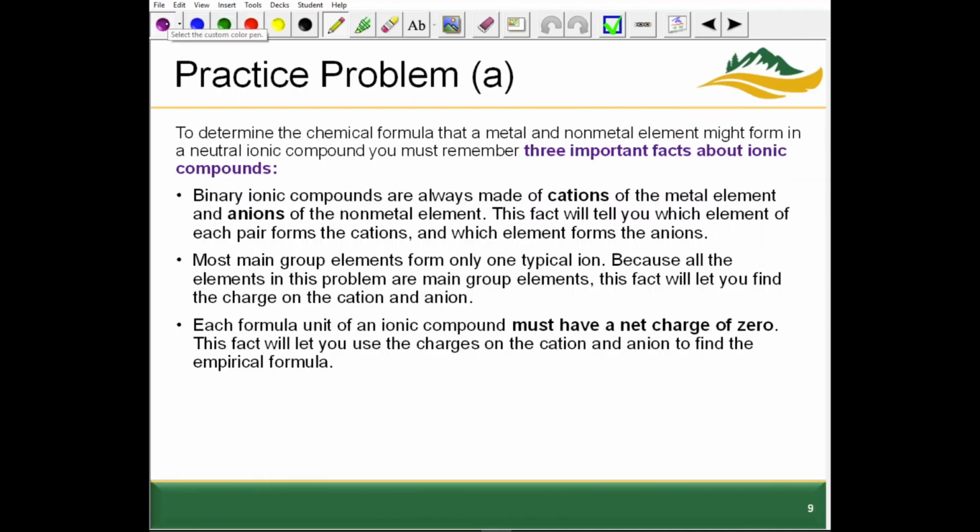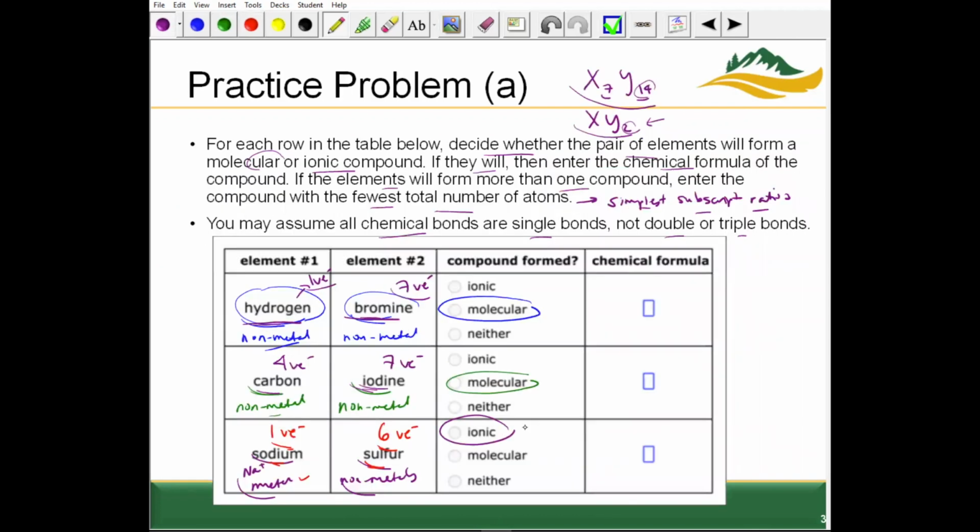And so as we're about to deal with sodium and sulfur, let's first go through these important facts about ionic compounds, because sodium is a metal, sulfur is a non-metal, so we determined this would be an ionic compound that could be formed. 1 valence electron and 6 valence electrons, so let's see how we'll handle that.